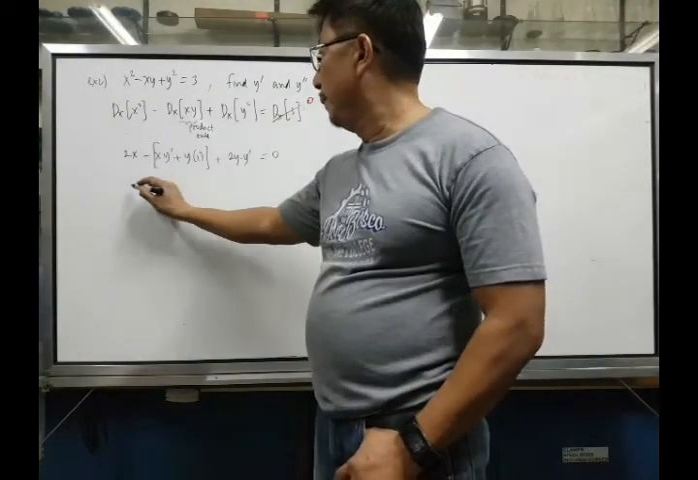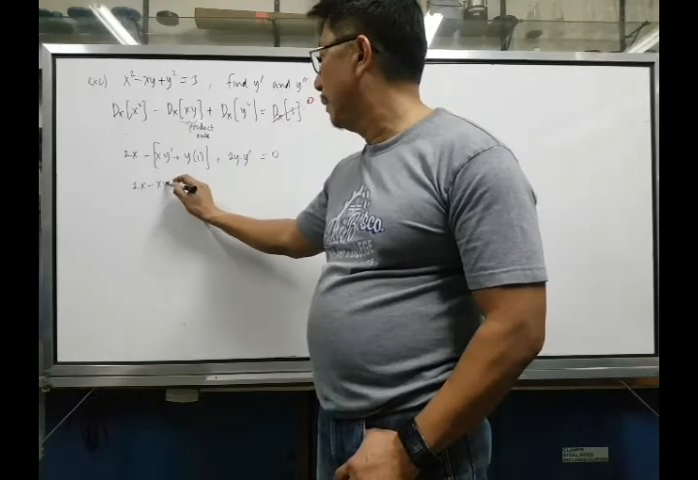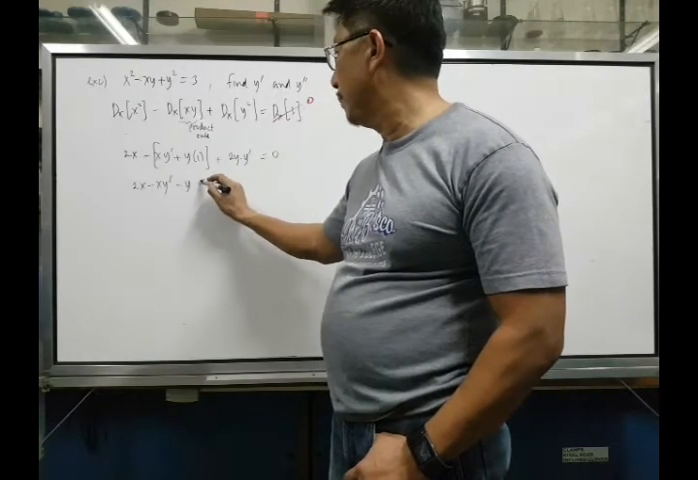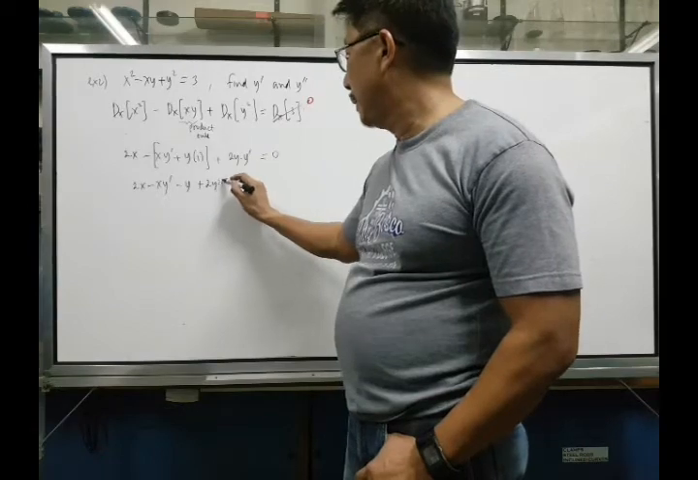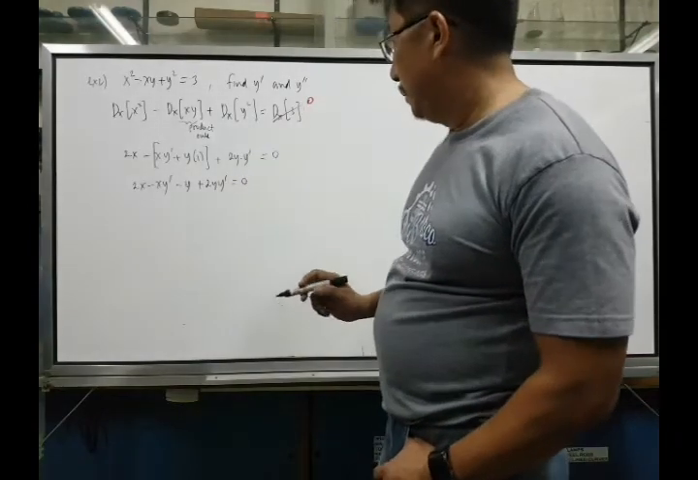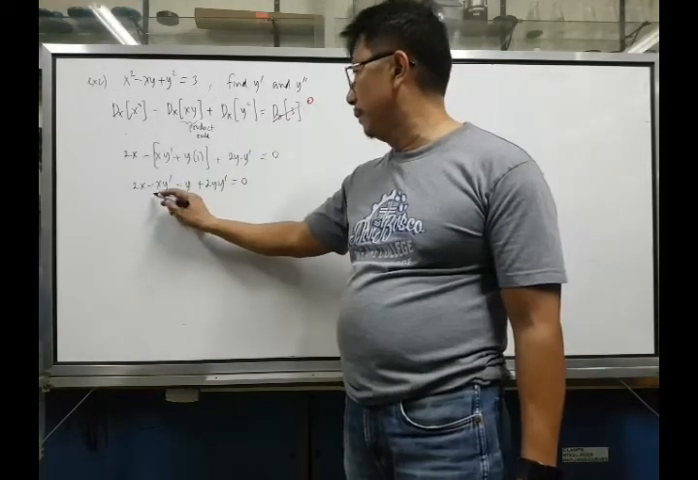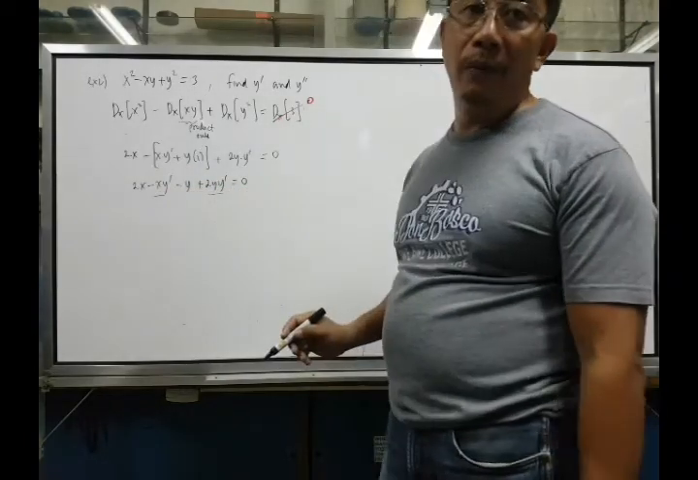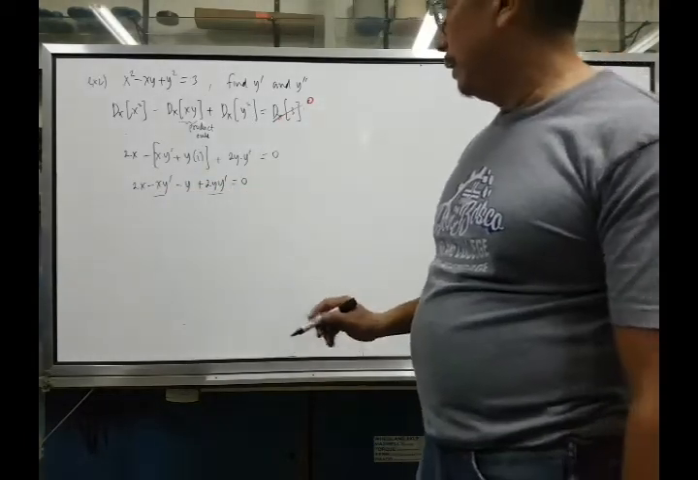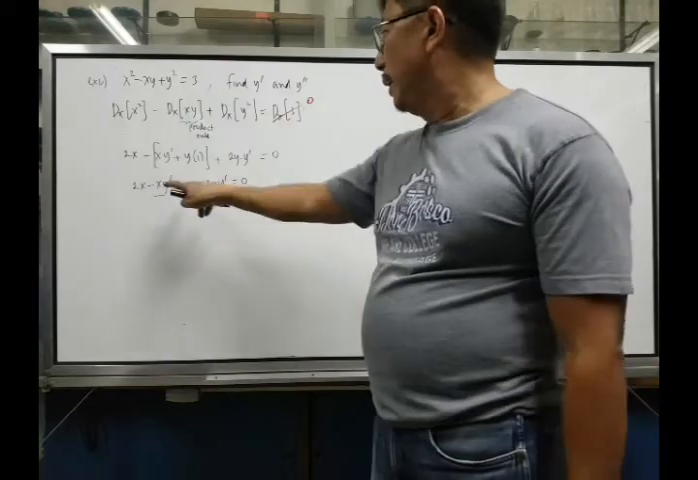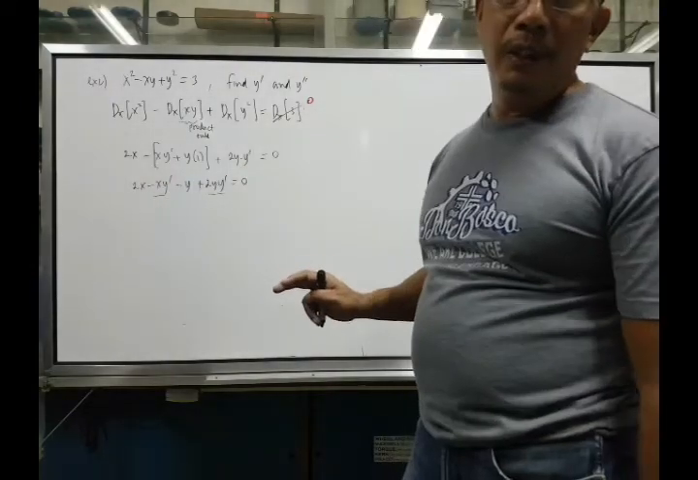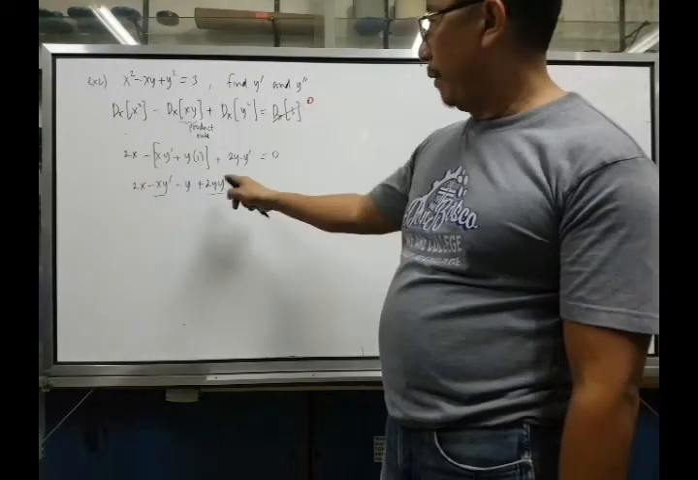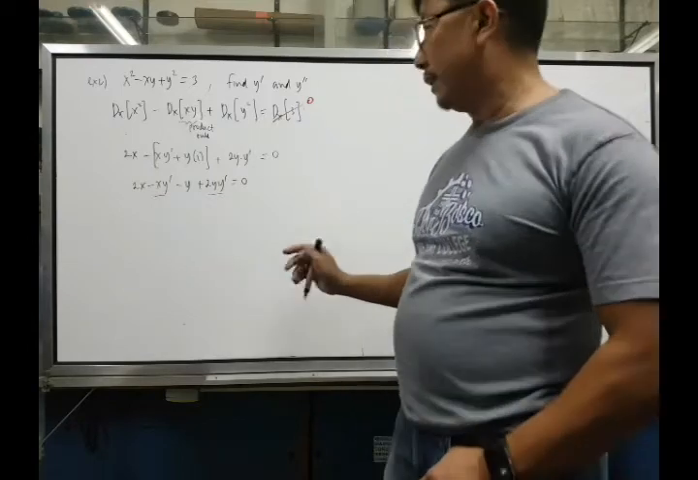So we have 2x minus xy' minus y plus 2yy' equals 0. The technique is we will try to leave those terms involving y' on one side. Here we want to leave them on the left, and the remaining terms that do not contain y' will be transposed to the other side.